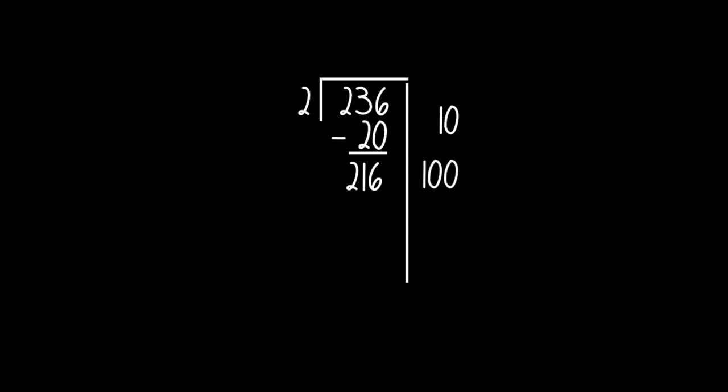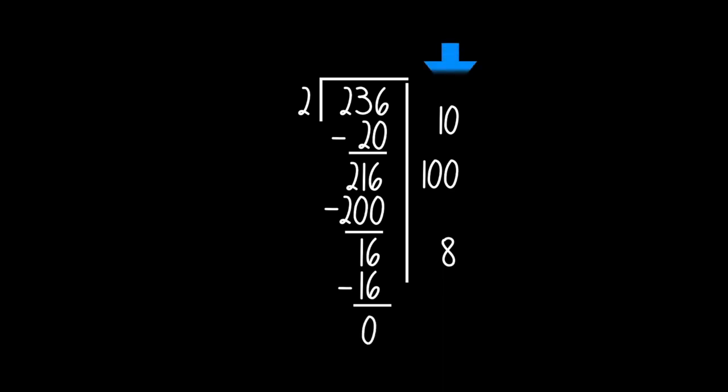100 pieces to 2 people. That's only 200, and I had 216 in the bag, so I can subtract that off. I have 16 left. Well, I know I have enough then to give them each 8. So 8 times 2 is 16. Subtract that out of the bag, and I'm done. The bag's empty. And then we add up this column, 10 plus 100 plus 8. That gives us 118. And that's our answer we're going to write up at top, 118.